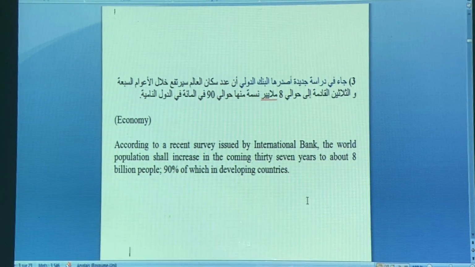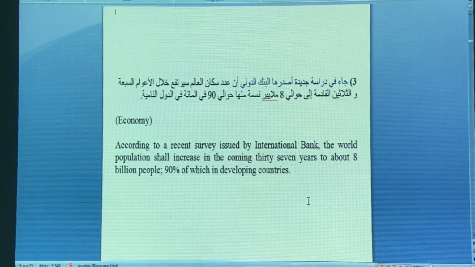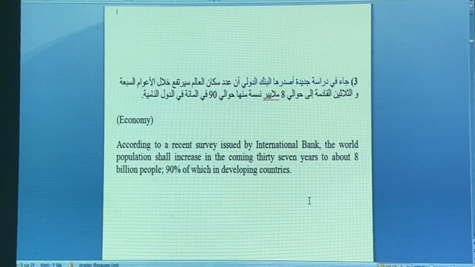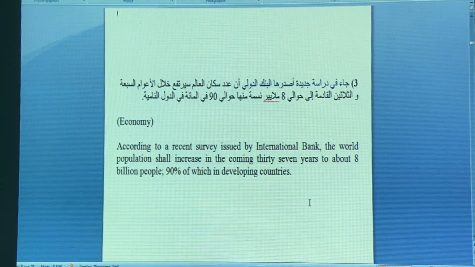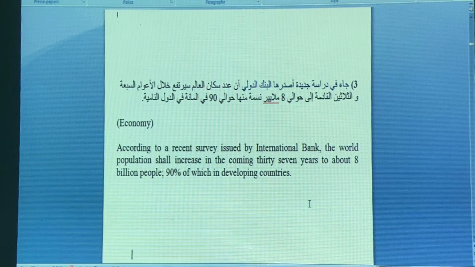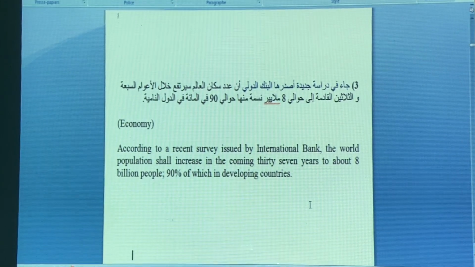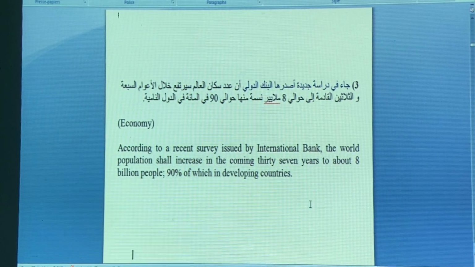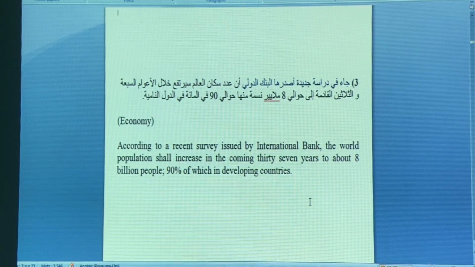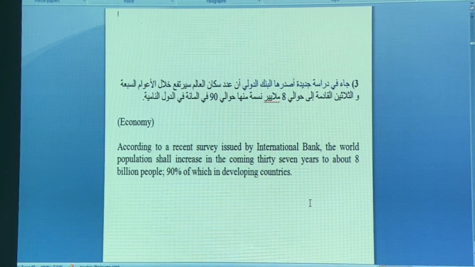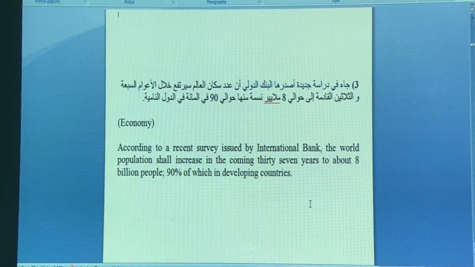So the context here is economy. And I have chosen to start by, according to a recent survey issued by International Bank, the world population shall increase in the coming 37 years to about 8 billion people, 90% of which in developing countries. You have here some statistics, 8 billion and 90%. You can use them in numbers when you have text like this.